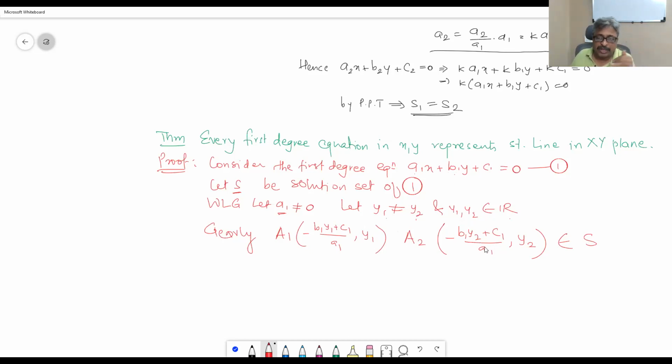Maybe we can call them x1 and x2. So if I put y1 here, then I can find out x as minus b1 y1 plus c1 upon a1. That is this point. So I am trying to get 2 points on this curve, which is part of this set. So I am trying to get 2 distinct points belonging to this set S. Okay, so I have achieved those 2 points now. Now note that A1 is not equal to A2.